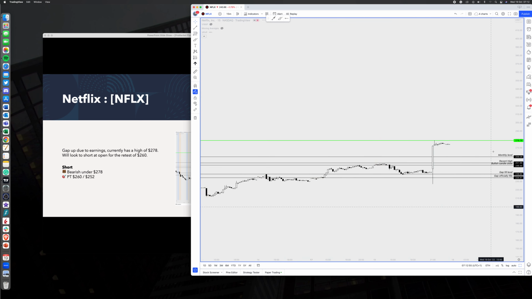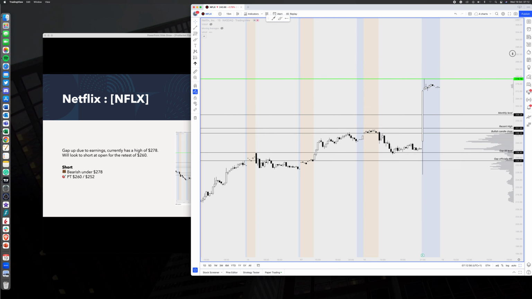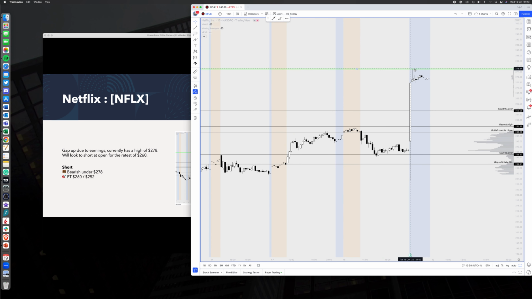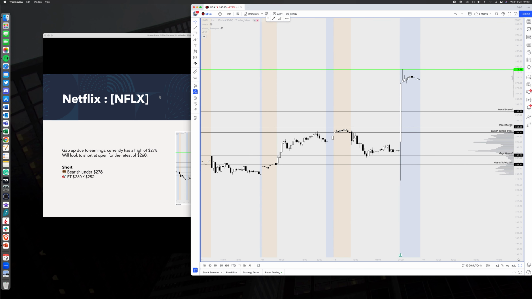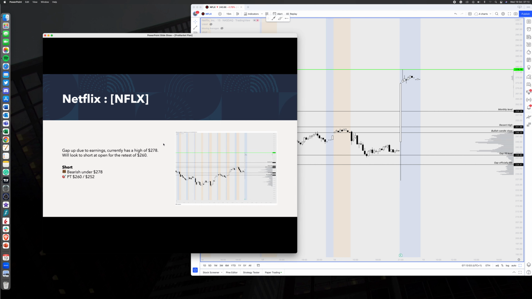So if we go on extended hours, it's 278.78 is the high so far. And in my opinion, I want to see this fade. So I've literally said I'm going to be shorting at open. I'll be short at open if the stock is under 278. And my profit targets are 260, 252.